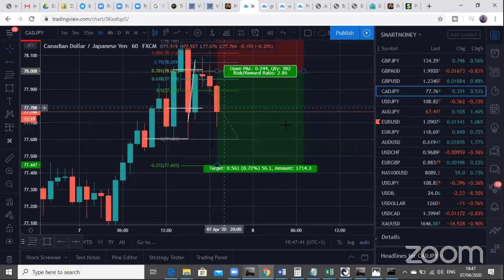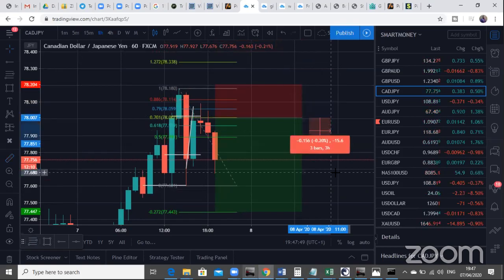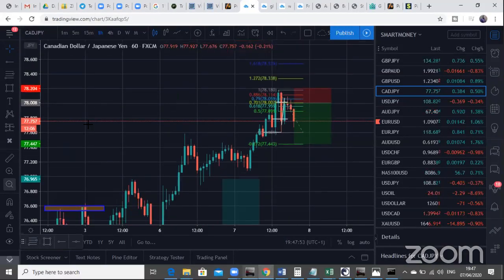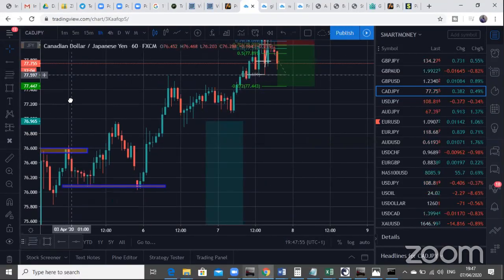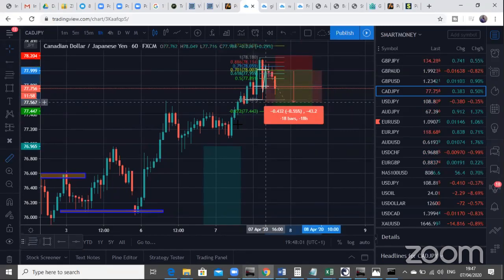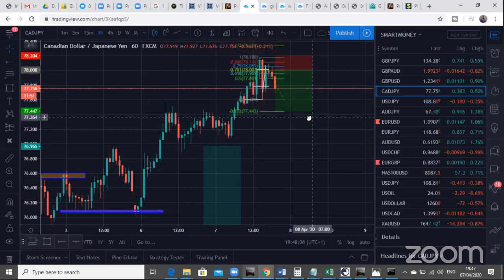Look at this one now. This is a trade with a 20 pips stop loss, and I'm looking at 20 pips to drive down 71 pips. So that is 1 to 2. And sorry, that's 1 to 3.